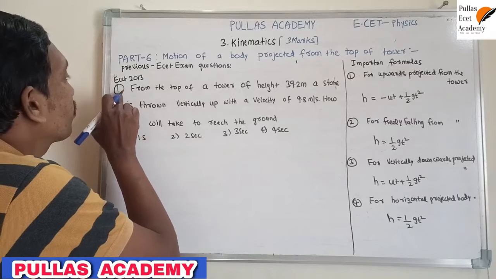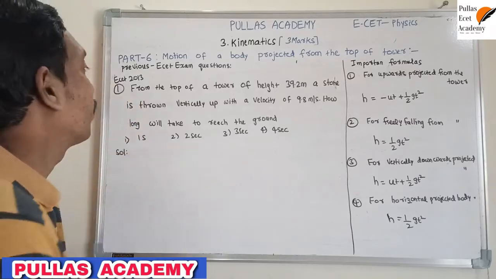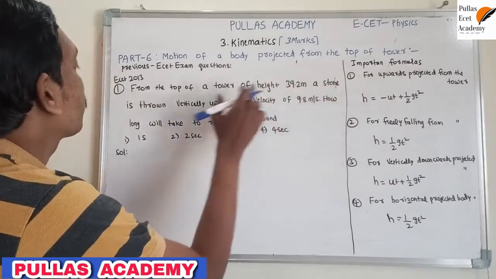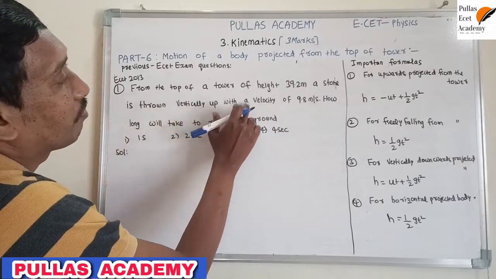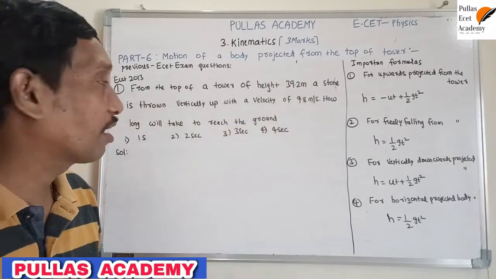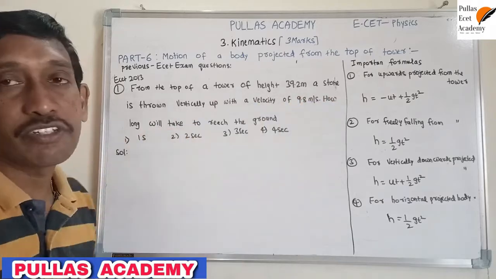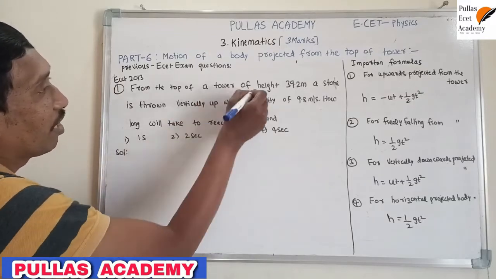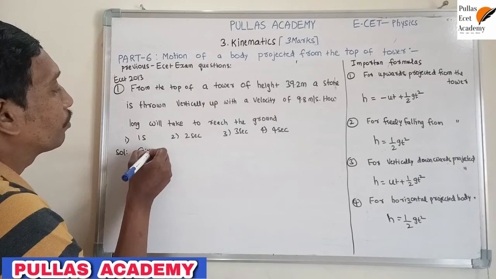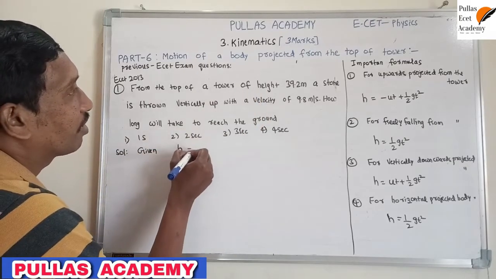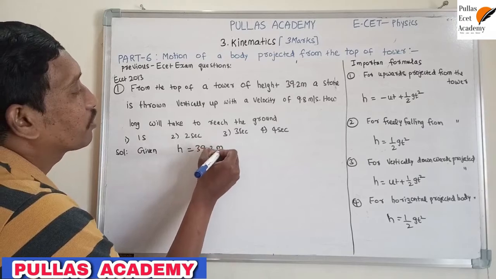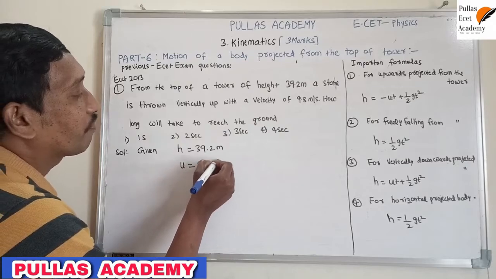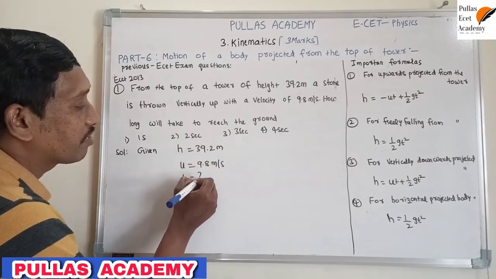Now the first question. This question was repeated in the ECET 2013 paper. What is the question? From the top of a tower of height 39.2 meter, a stone is thrown vertically up with a velocity of 9.8 meter per second. How long will it take to reach the ground? What is the time taken to reach the ground? That is the question. So what are the given values? First we have to write the given values. The height of the tower is given, h equals 39.2 meter. One more is given, the initial velocity is 9.8 meter per second. Time is asked.